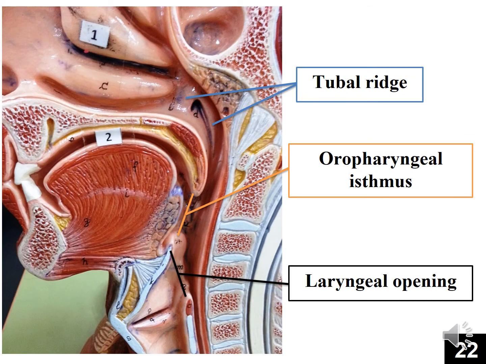Here you can see again the tubal ridge indicated, and we said there is aggregation of lymphoid tissue here under the mucous membrane, in the submucosa, and this is the tubal tonsil. And here we have the oropharyngeal isthmus, which connects the oral cavity with the oral part of pharynx. Also you can see the laryngeal inlet indicated, which connects the laryngeal part, or laryngopharynx, with the larynx.